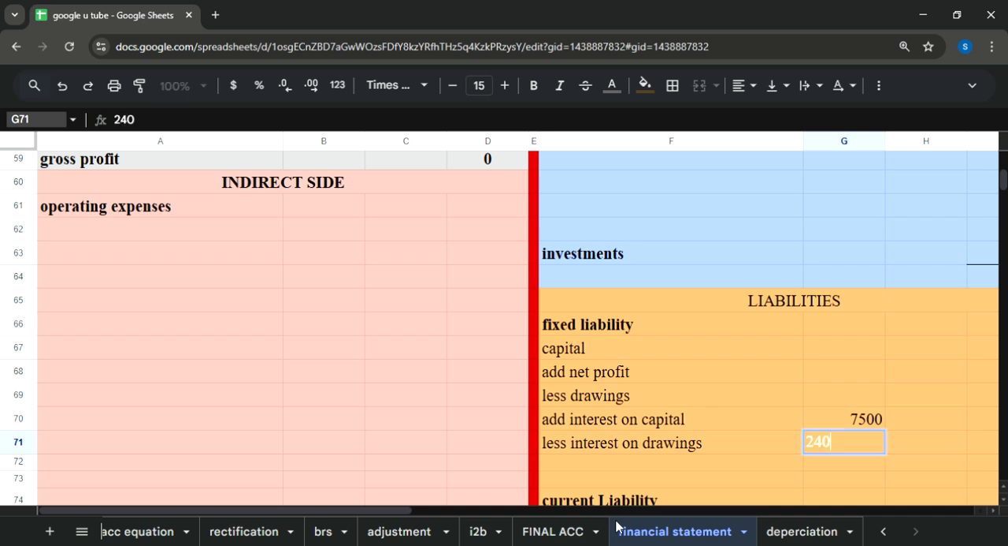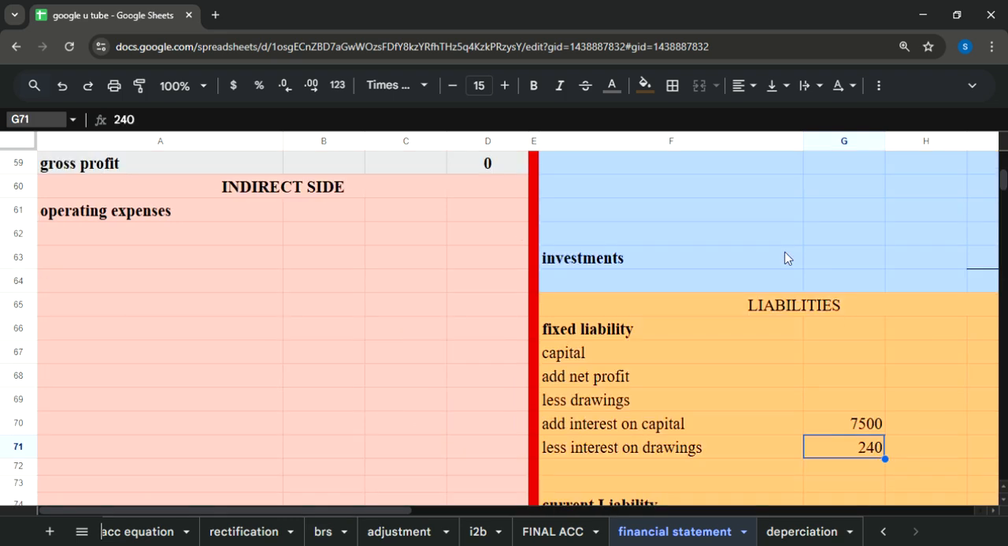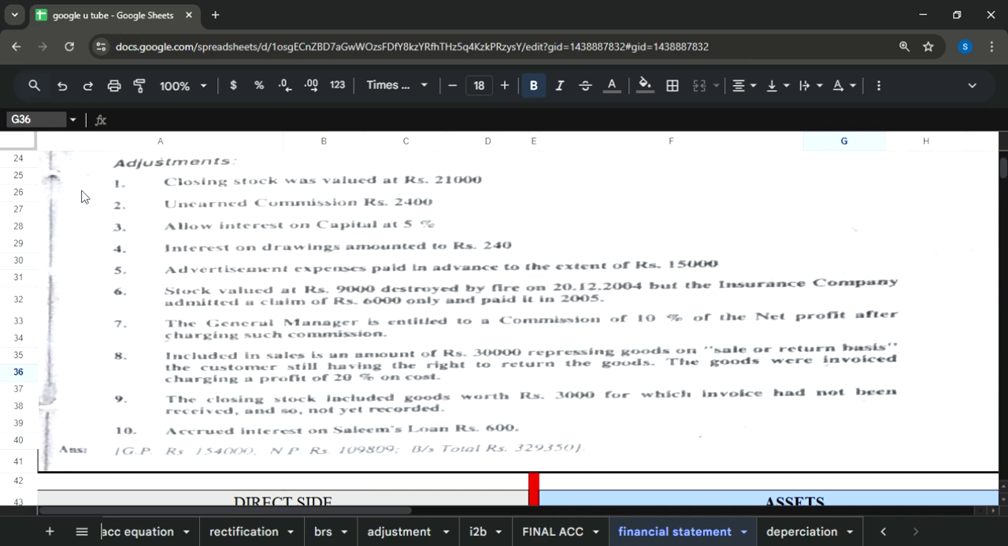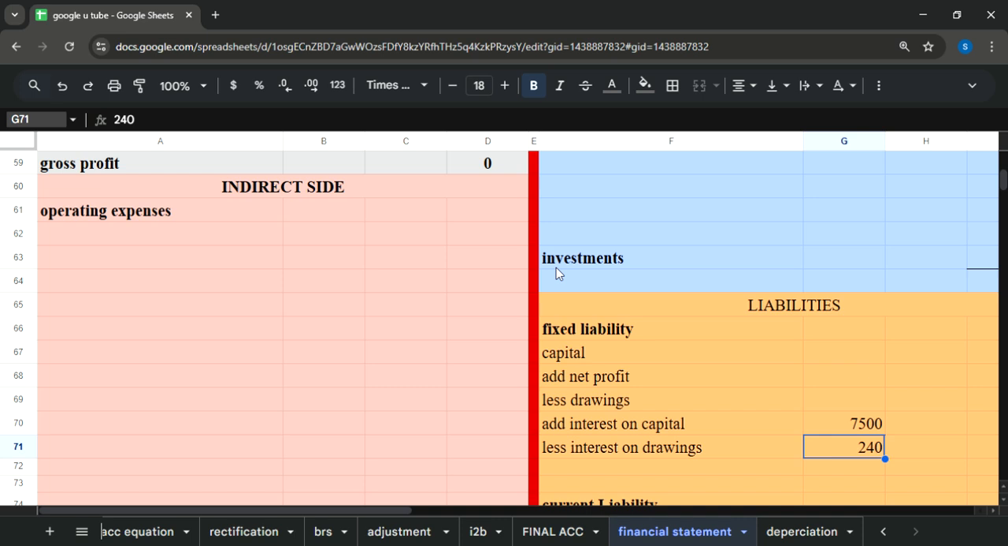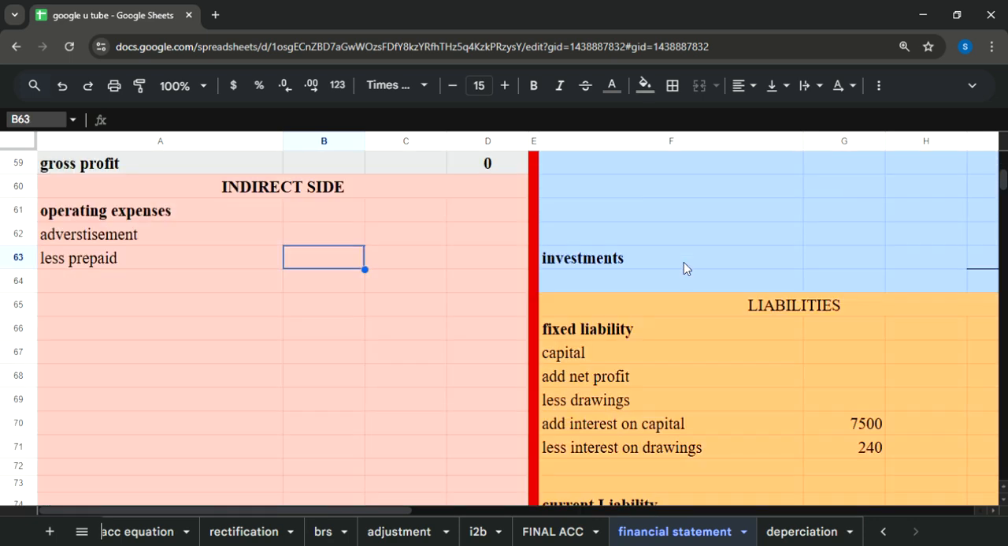So as usual, two effects completed, one on the left side, one on the right side. This way 4 adjustments are completed. Now number 5, advertisement expenses paid in advance. We will go to operating expenses. Here first we will mention advertisement, then subtract prepaid. Amount of prepaid is informed in the question, and that is 15,000. So put 15,000 over here.